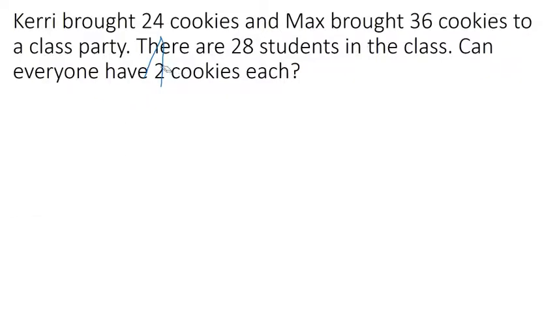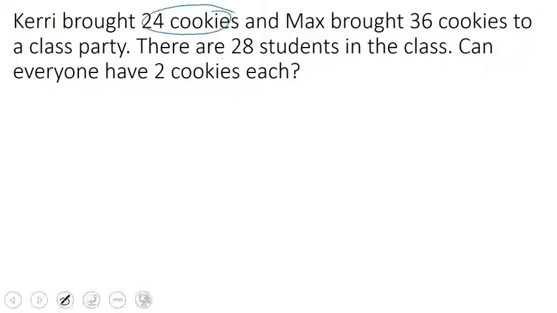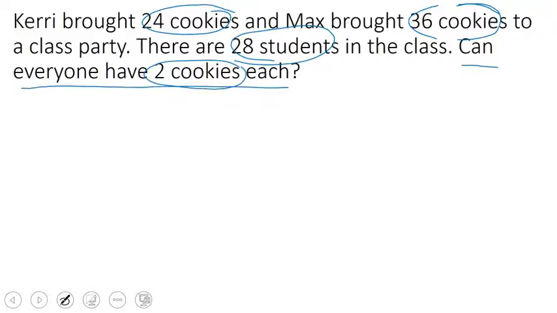So first off, let's go ahead and cube this problem. So I'm going to circle my numbers, 24 cookies and 36 cookies, 28 students in class. We want 2 cookies for each one. We're going to underline our question. Our question is, can everyone have 2 cookies each? And while we're at it, let's go ahead and box in our key word here. Hopefully you guys noticed that each. Each usually means there's going to be some kind of multiplication or sometimes division. So we'll keep that in mind as we're solving the problem.